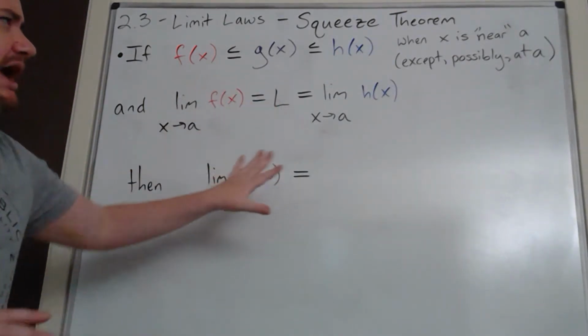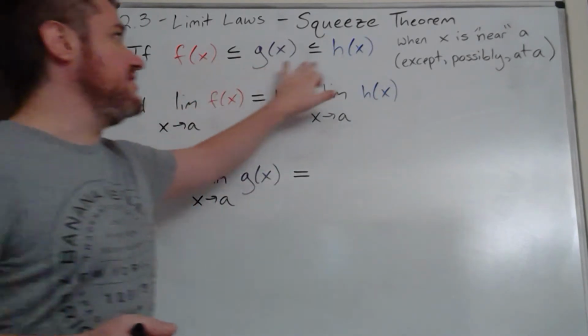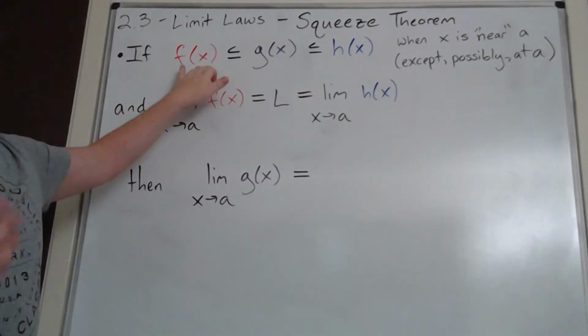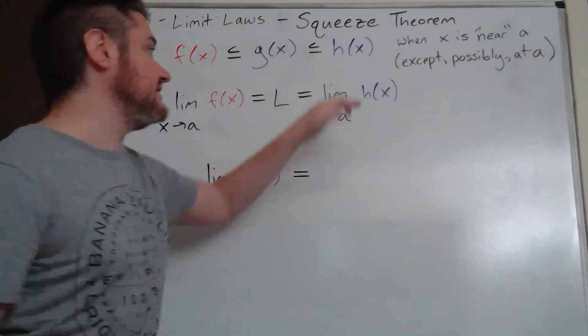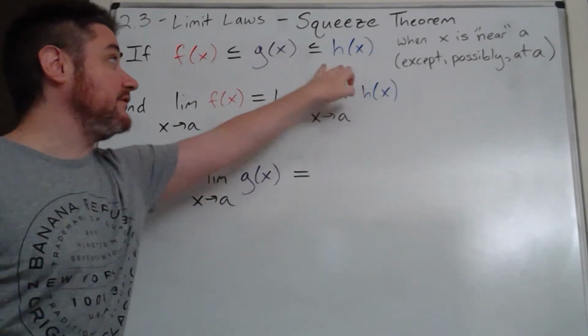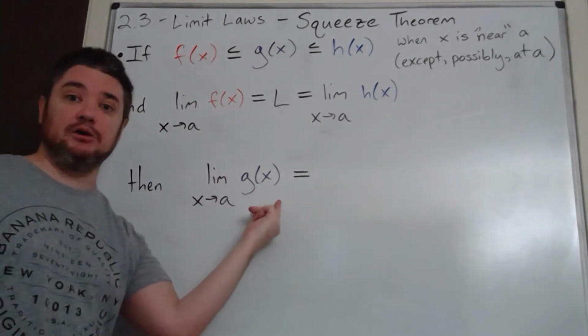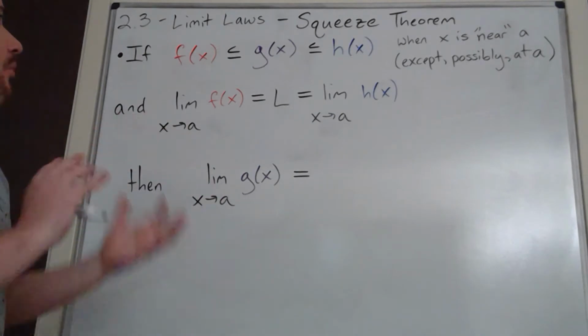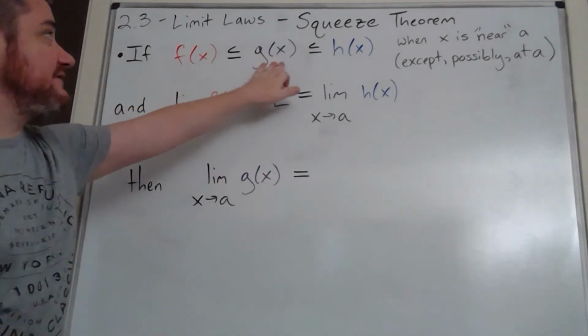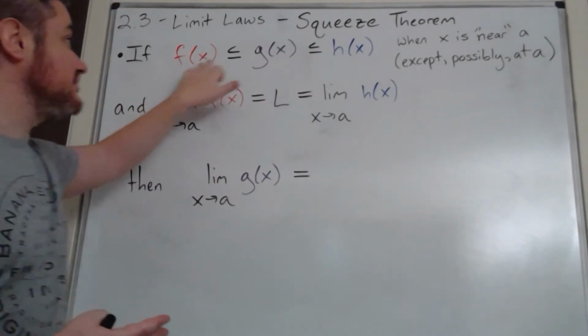And none of this is really relying on function values at all. So it could be true that none of these functions exist at that value when x equals a. It could be that none of them exist, but so long as these two limits exist for h and f, then we're going to draw a conclusion about the limit for g. Okay, so the top line essentially says we've got this function g sandwiched in between these two functions f and h.